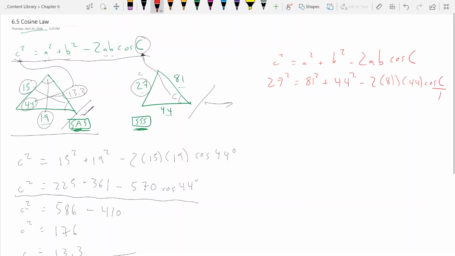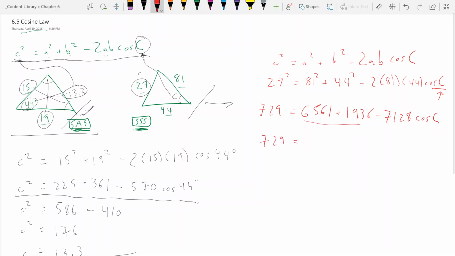And again, I don't know what cos C is. That's okay though. So I'm actually going to go through this question just because it's a little bit weirder. So let's go through the actual steps. 729, 6561, 1936, 2 times 7128 cos C.